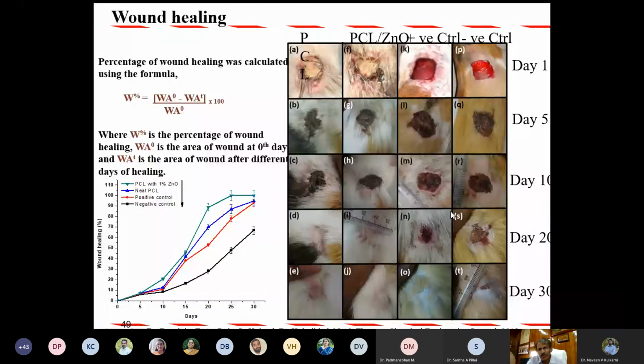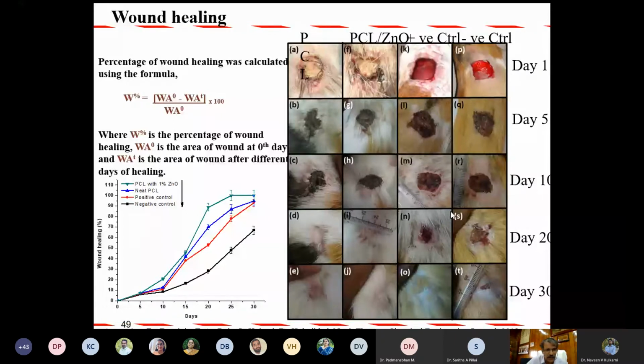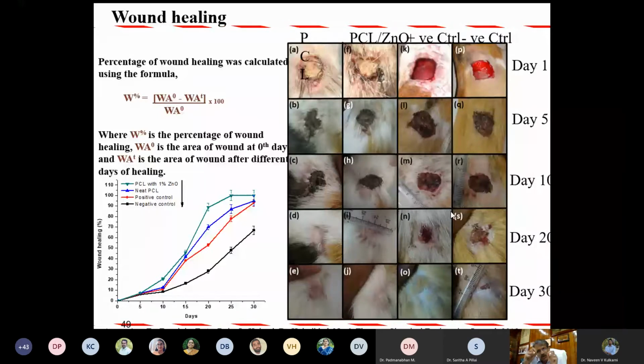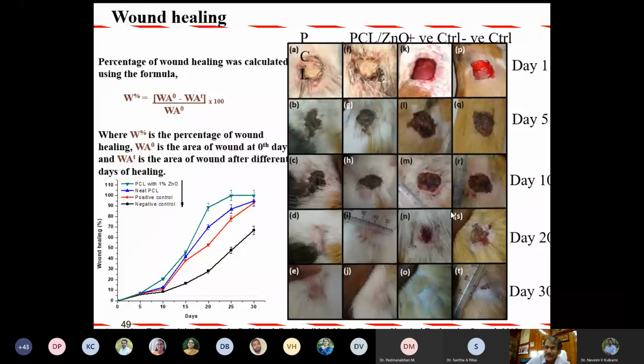You can also see the positive and negative control. And if you look at the quantified data, wound healing as a function of number of days, you will find PCL with the 1% of zinc oxide gave the best result. So we have shown that electrospun system with a very small amount of nanoparticles have excellent wound healing activity. We have worked with a large number of polymeric systems. Next slide, please.